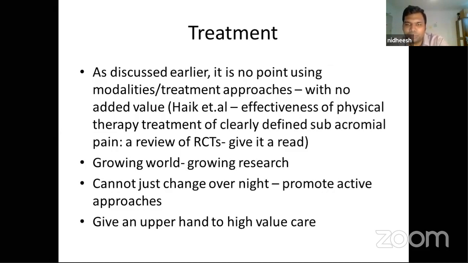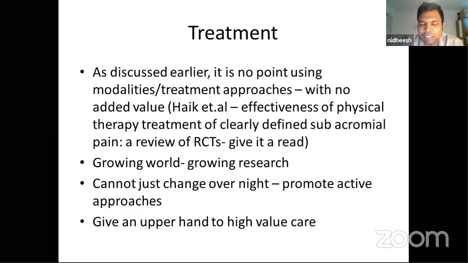There's a good study, I have mentioned it in the slide: effectiveness of physical therapy treatment of clearly defined subacromial pain, a review of RCTs. Please give it a read. There are 64 RCTs that have been reviewed in this study, and it shows how effective exercise is when compared to other methods. And the world is growing, and there's growing research. The paper gives you a good example, and we cannot actually change ourselves or the beliefs of the patients overnight.